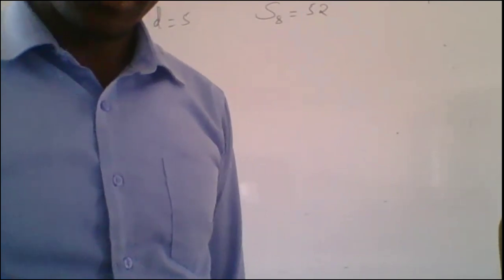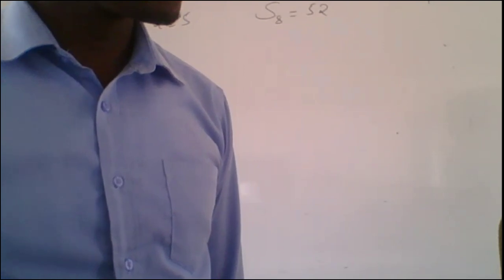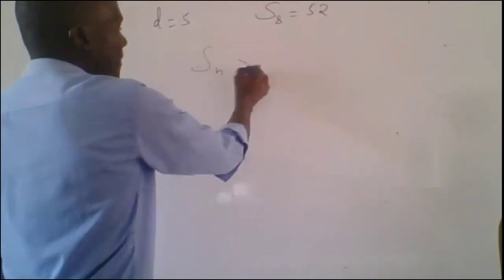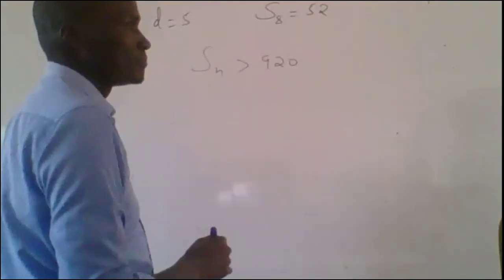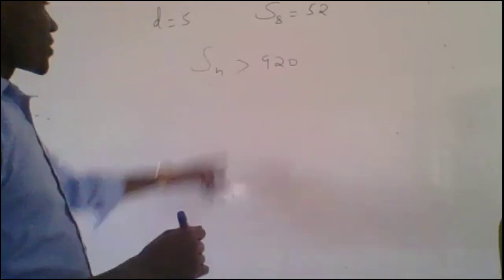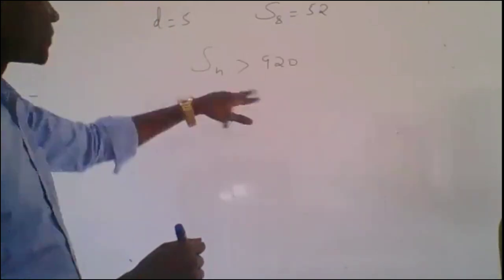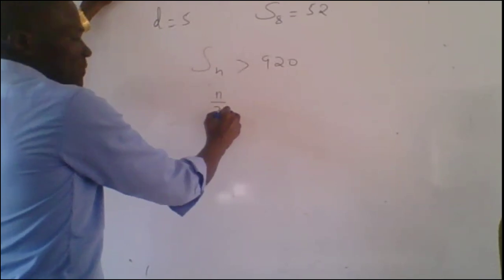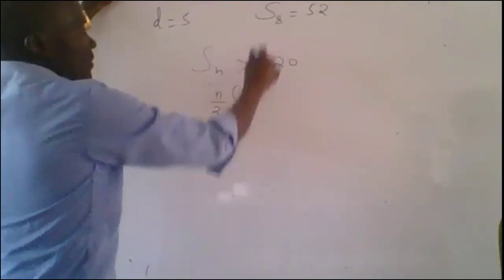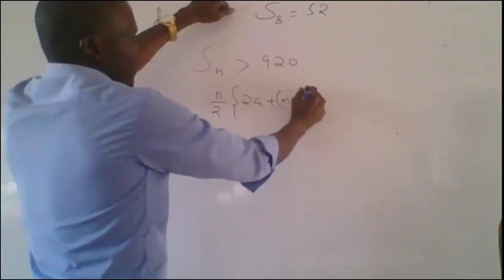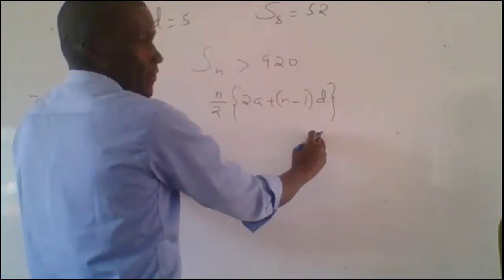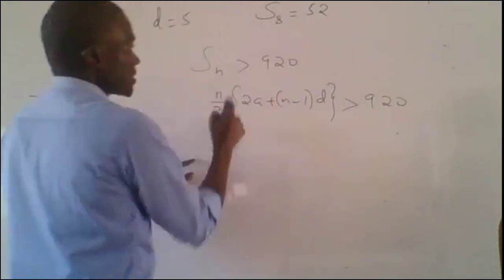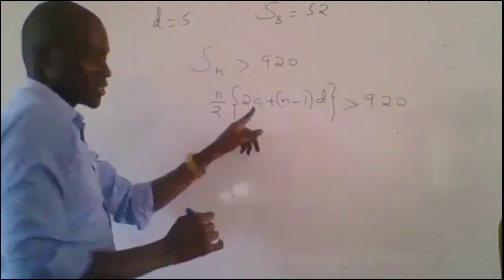So read for me the second part. Given that the sum of the first n terms of the AP is greater than 920, find the least value of n. So are you seeing what I've written here? Yes. So how do we get the sum of n terms? N over 2 into 2a. So 2a itakuwa nini? This is the expression for the sum of n terms, and this is what is greater than 920. So substitute here. Are you seeing what is on the board?